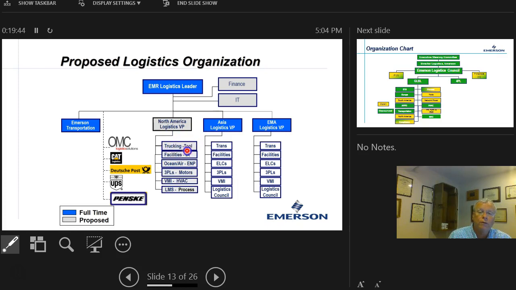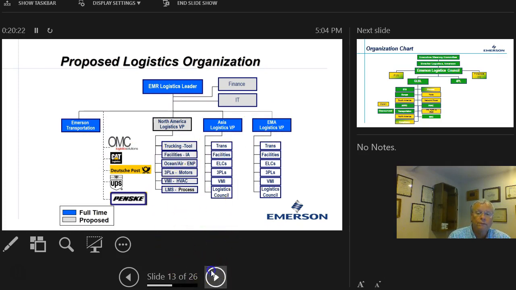And then we did the same thing here in North America. We said the trucking leadership was going to be done by the tool group, facilities by industrial automation, ocean and air by network power, motors was going to do 3PLs, vendor managed inventory was the HVAC group, and the TMS system was by process. So this is kind of what we looked like. This is what we proposed. This is all we had. We only had these four blocks.